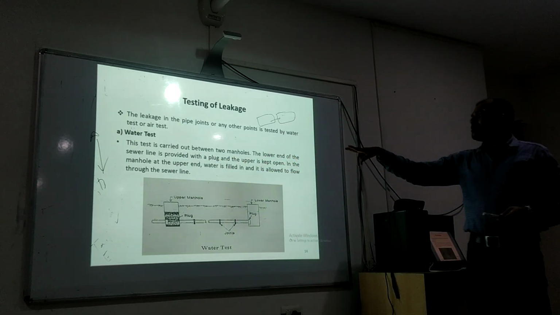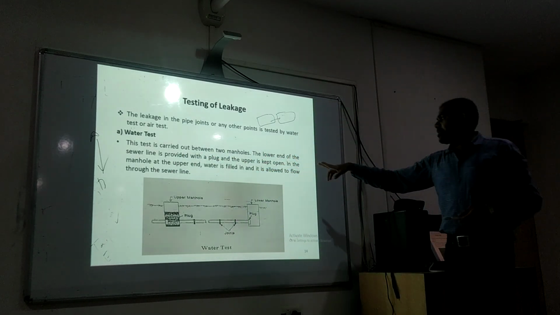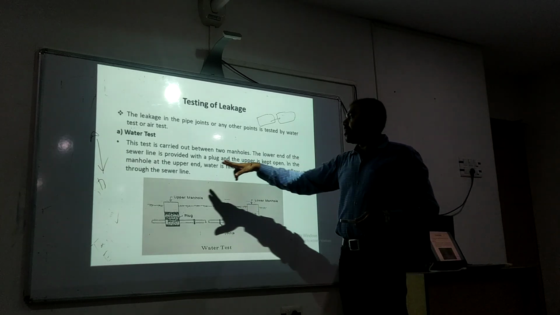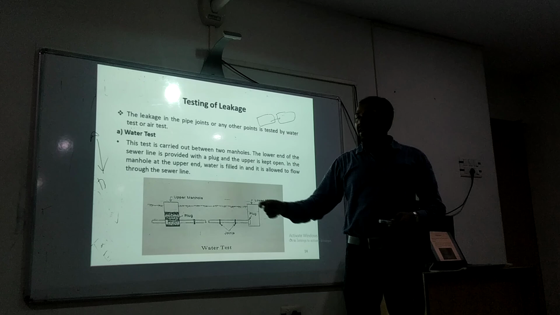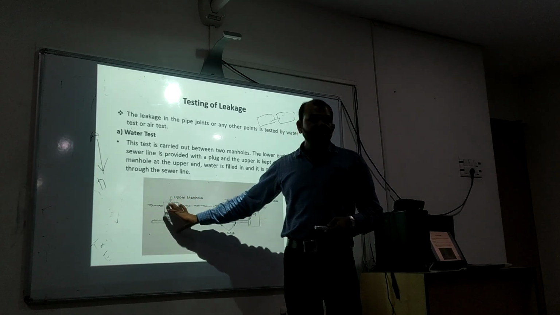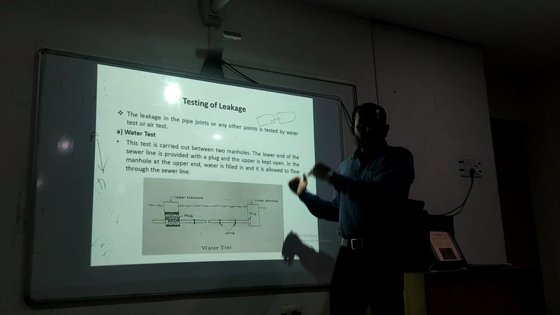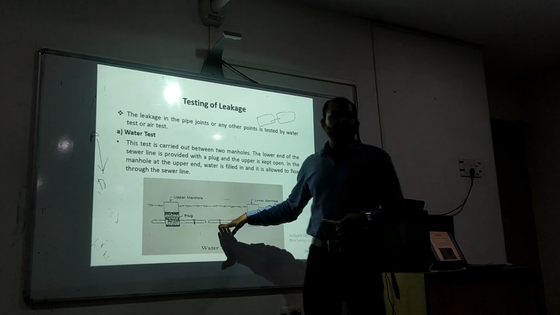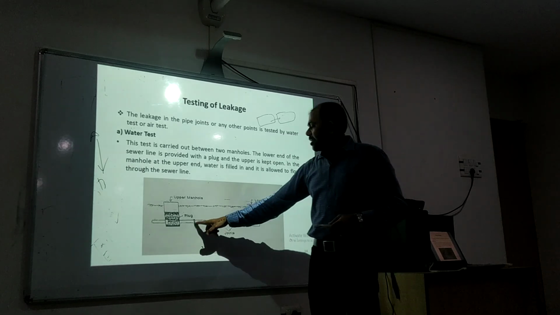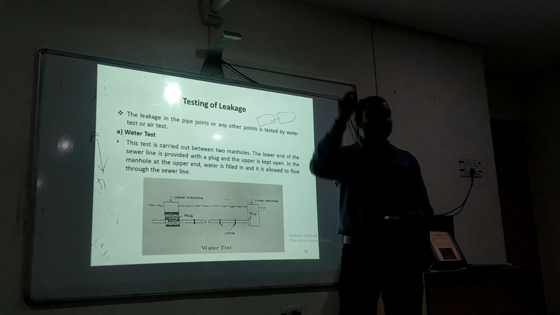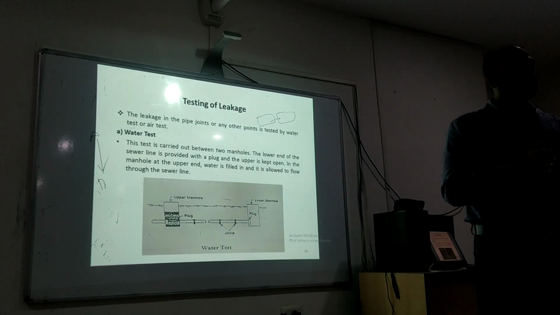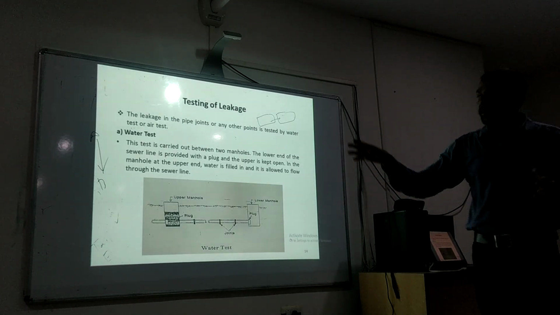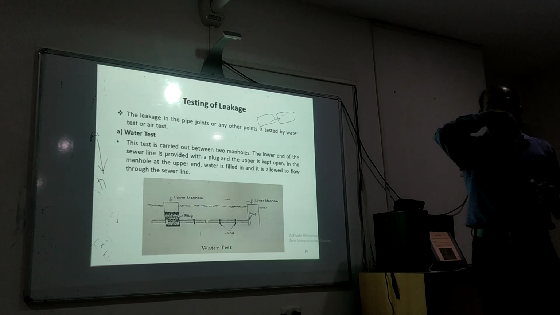The lower end of the sewer line is provided with a plug and the upper end is kept open. In the manhole at the upper point, water is filled and allowed to flow. This is the elevated portion, this is the little down portion, and water is allowed to flow. Wherever there is leakage, water will leak out. That point has to be identified. We can easily identify it because the sewer is laid open, the trench is open, and we can find out at what point it's leaking.